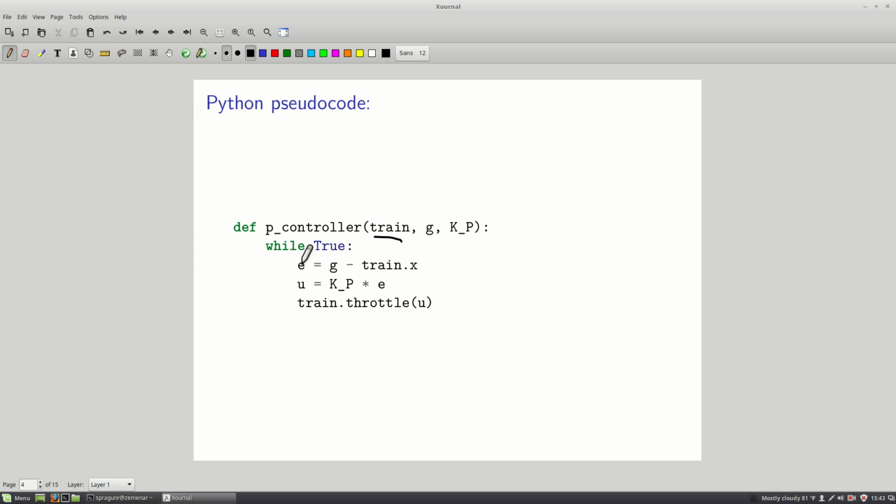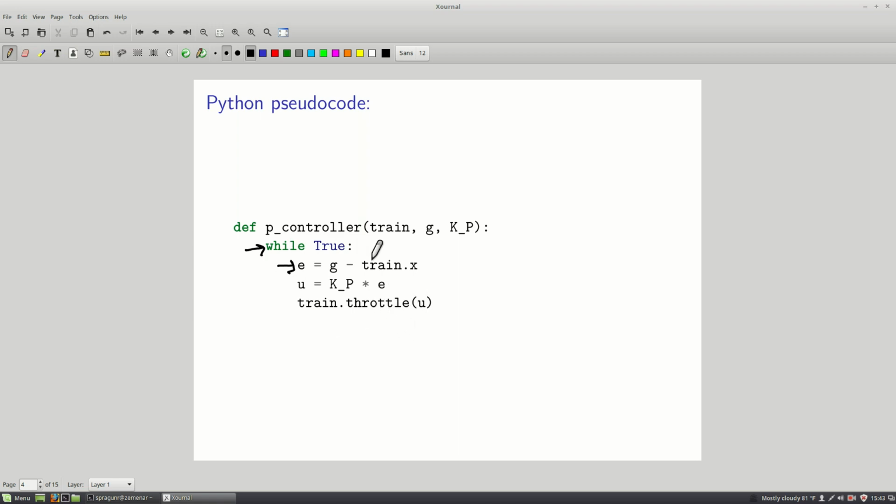The code itself is pretty simple. We have an infinite loop, and inside that loop we repeat 3 steps. First, we calculate the current error by looking at the goal and comparing it to the current position of the train, so the difference between the two is the error. Then we calculate our control value by multiplying that gain term times that error, and then we pass that control value to the train, causing it to move. And then we repeat. We again check the position of the train, which presumably has been updated. The train's moved a little bit. We get a new error term. We get a new control signal. We apply that new throttle value.